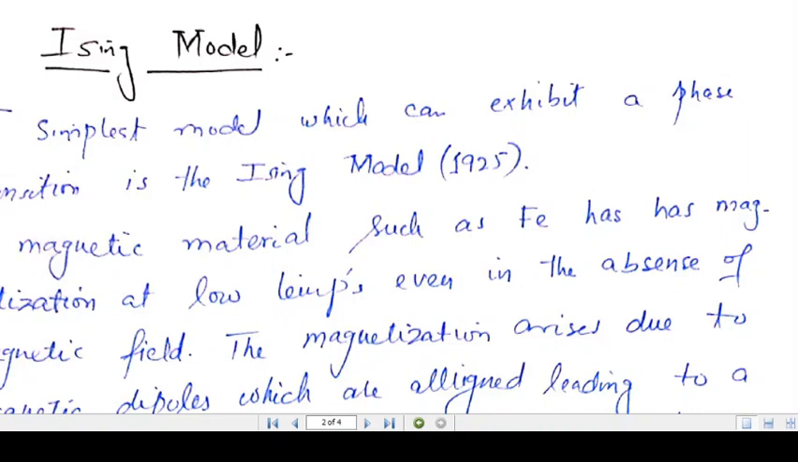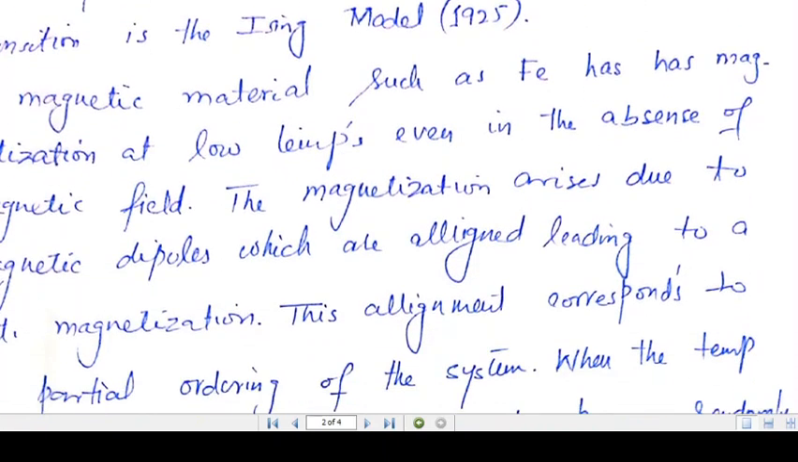If we talk about magnetic materials, we know that iron is a very good magnetic material which shows ferromagnetic behavior below some critical temperature, which is the transition temperature, and it can even show magnetic behavior in the absence of a magnetic field. We know the source of magnetism in magnetic materials: it is due to the permanent magnetic dipoles, which are aligned, leading to a net magnetization.